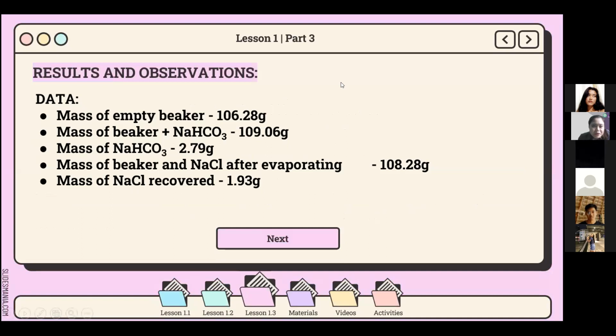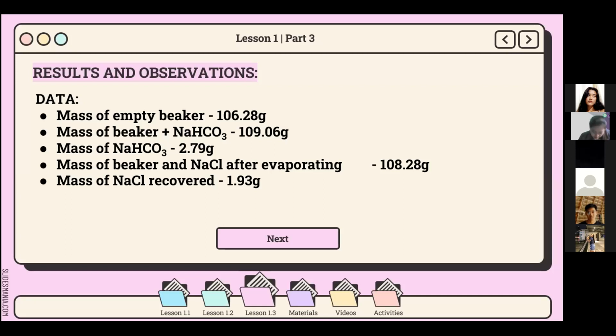Mass of empty beaker, that's 106.28. With the sodium bicarbonate added, that's 109.06. Don't forget that sodium bicarbonate is our baking soda. And then mass of sodium bicarb is 2.79. Now, after the reaction and after the evaporation process, you have the mass of the beaker and sodium chloride. That's 108.28. And this is the mass of NaCl recovered. Right? 1.93 is what you recovered.